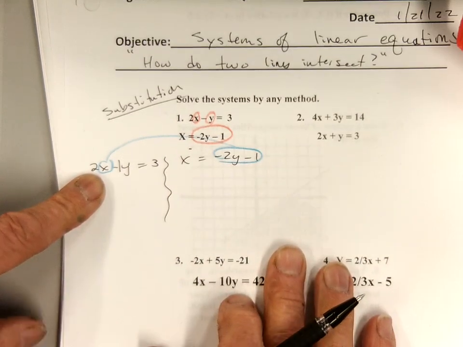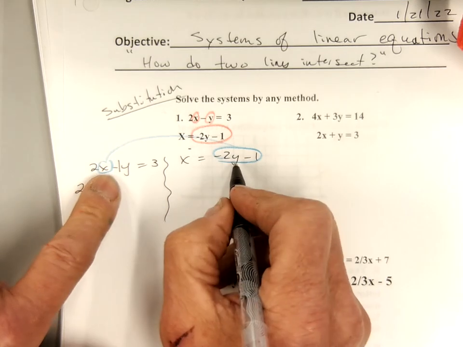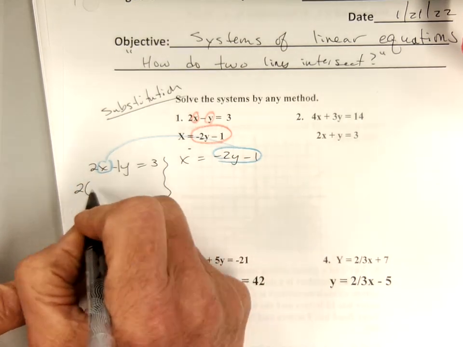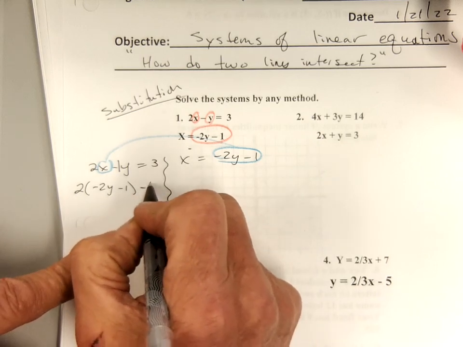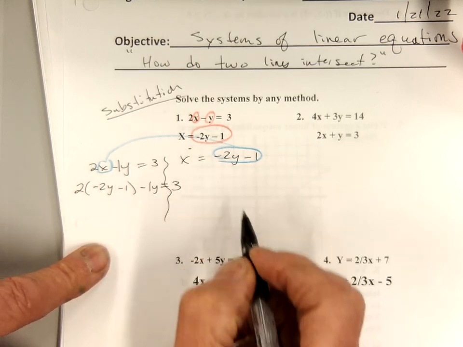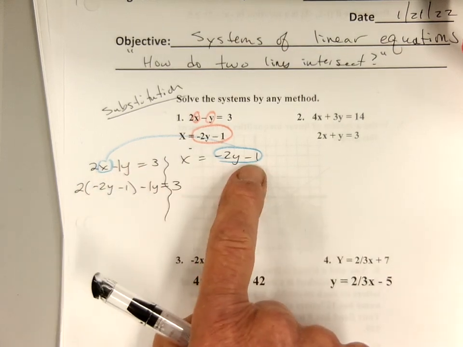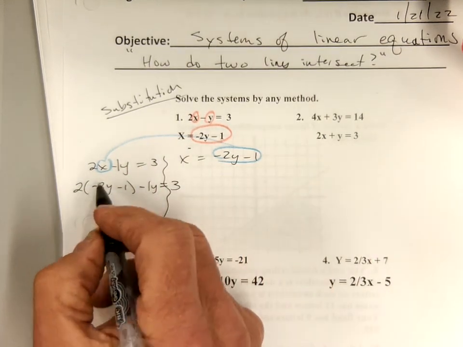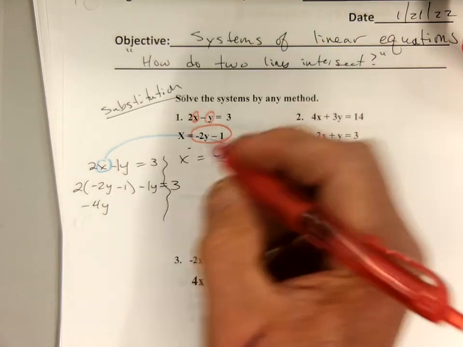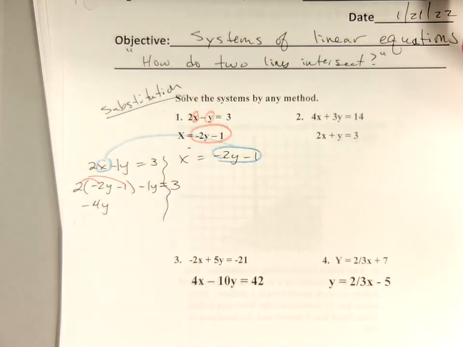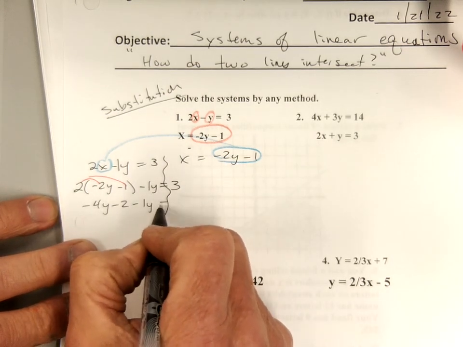So this is a nice little review, hopefully remember. So instead of 2x, I'm not going to write x, but I'm going to write what x is equal to, which is negative 2y minus 1, minus 1y equals 3. Didn't make enough room, but there it is. So instead of writing x, I wrote negative 2y minus 1. I'll simplify. I'll get a negative 4y, right? Just going to distribute. Negative 4y minus 2 minus 1y equals 3.